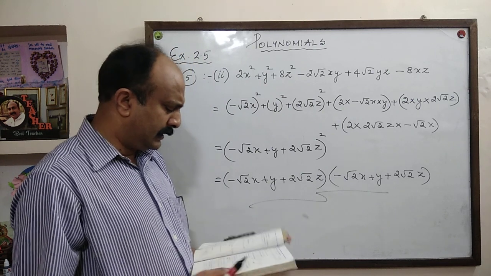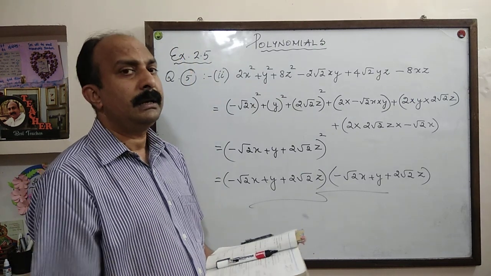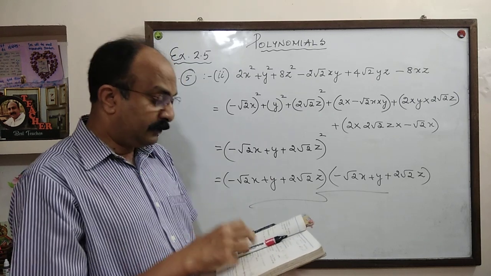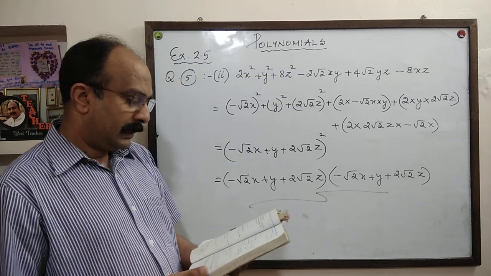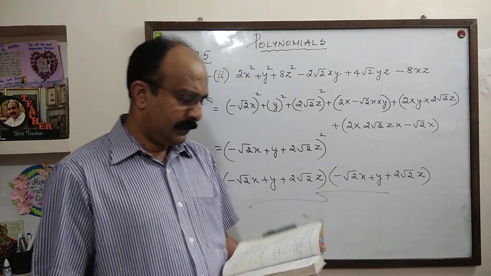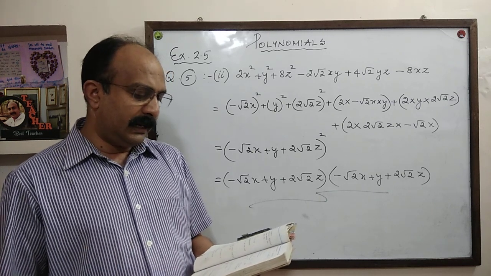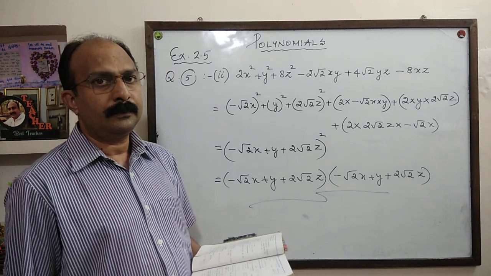And the next question is, write the following cubes in expanded form. So it is the usage of a plus b the whole cube and a minus b the whole cube.